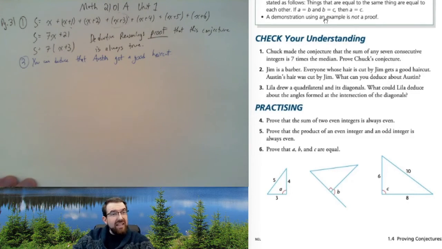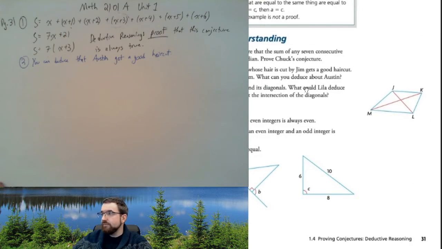Leela drew a quadrilateral and its diagonals. What could Leela deduce about the angles formed at the intersection of the diagonals? And we actually get a diagram for this if I scroll over a bit here.